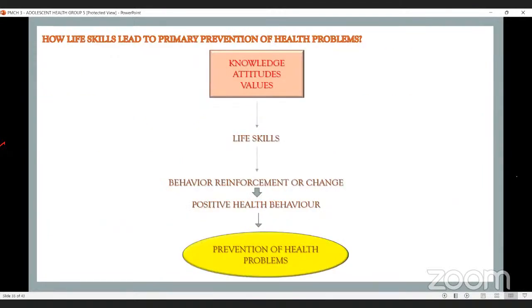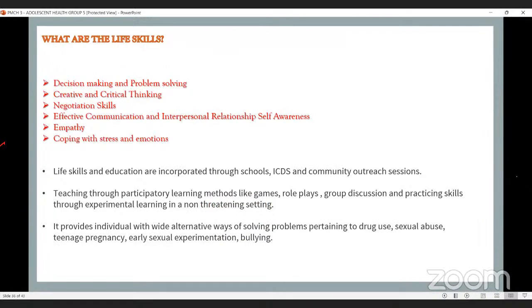How life skills lead to primary prevention of health problems. Knowledge, attitude, and values create life skills, and then behavior reinforcement or change, then positive health behavior, leading to the prevention of health problems. What are life skills? Decision making and problem solving, creative and critical thinking, negotiation skills, effective communication and interpersonal relationship, self-awareness, empathy, coping with stress and emotions.